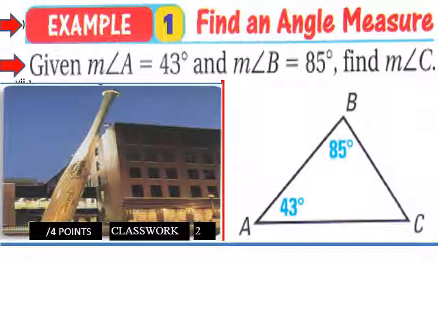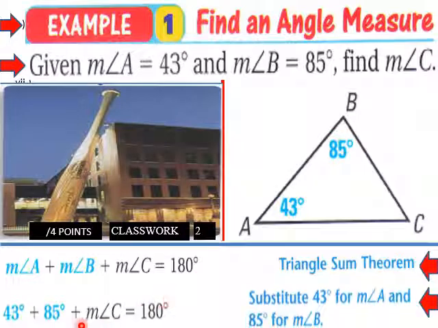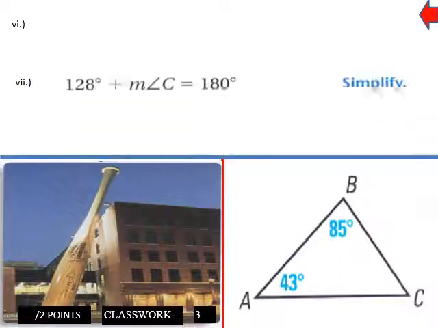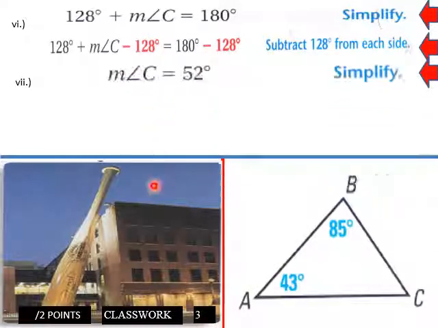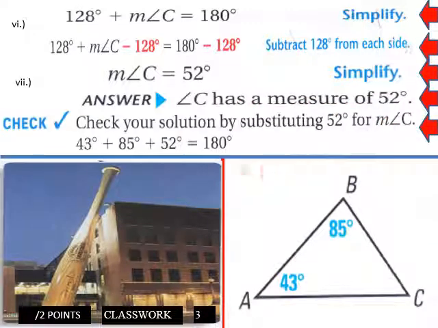So for example 1, find the angle measure. Given angle A is 43 and angle B is 85, what's the measure of angle C here? So we know this much, and now we're going to solve for angle C. Solving for angle C, we get 180 minus 128, and we get 52 degrees here for angle C. So angle C has a measure of 52 degrees. Okay, we checked our solution too.